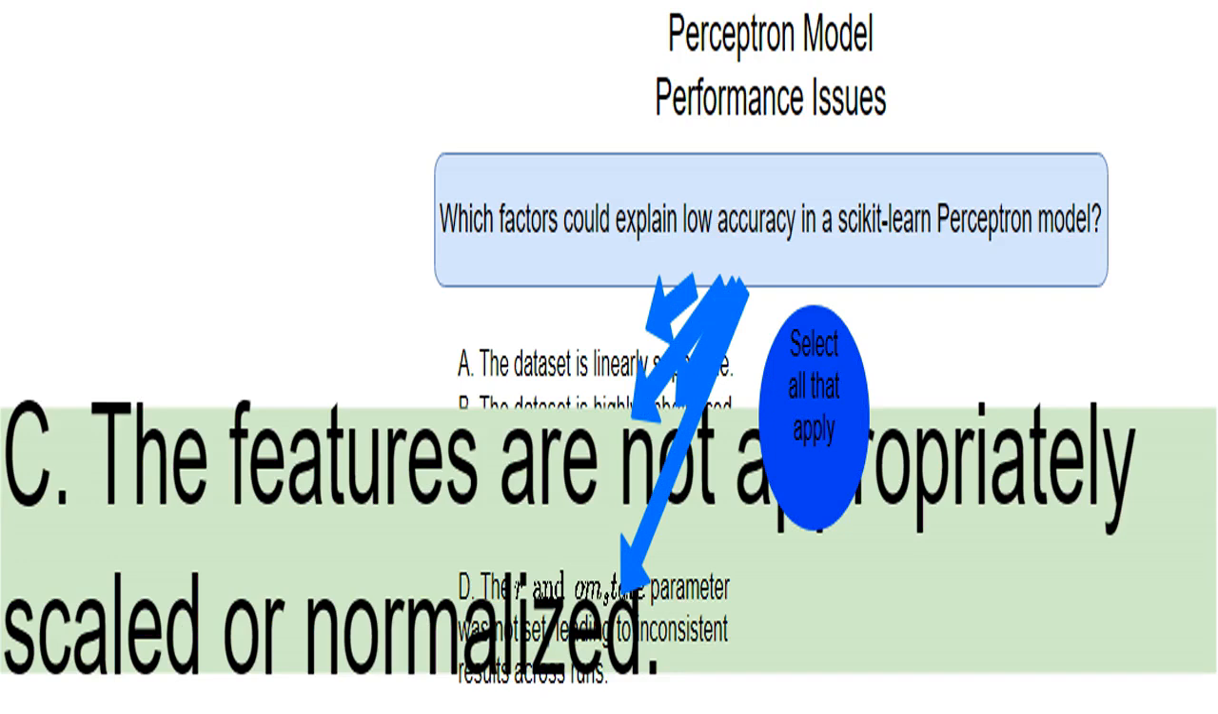The Perceptron is sensitive to the scale of features. Imagine one feature ranges from 0 to 1, while another ranges from 0 to 1000. The algorithm might get overwhelmed by the large-scale feature. Think of it like trying to compare apples and oranges without converting them to a common unit like weight. Scaling ensures all features contribute equally, helping the Perceptron learn better.